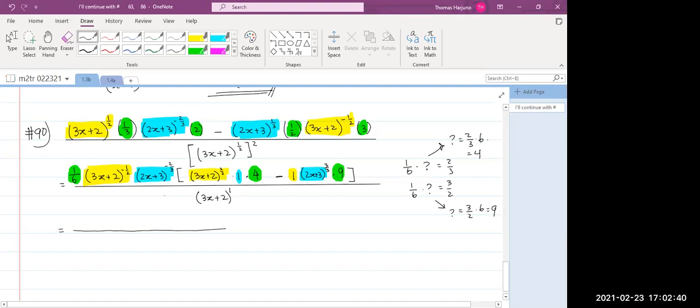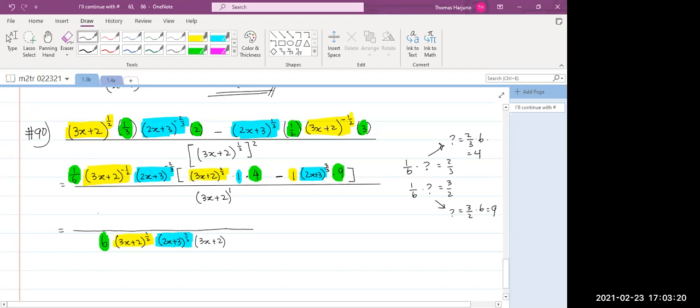Okay, let me bring that 1/6 down. Actually, the first yellow, I also bring it down because it's a negative exponent, right? So 3x plus 2 to the power of 1/2. That's my yellow. And my blue one also goes down because it's a negative exponent as a factor. That's 2x plus 3 to the power of 2/3, right? And then 3x plus 2 to the power of invisible 1.